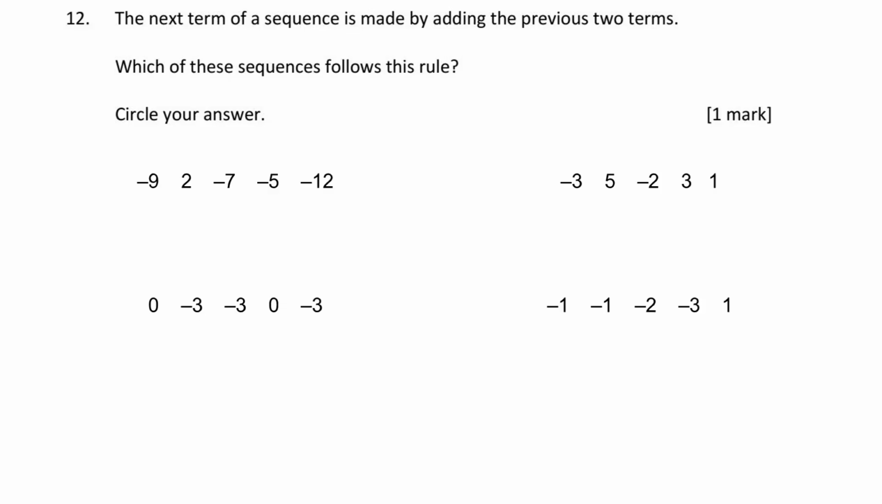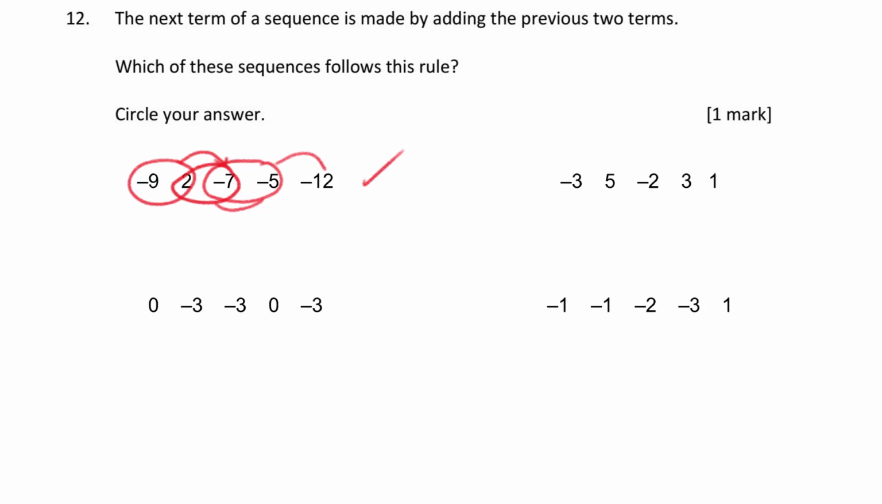If I add negative 9 and 7, do I get 7? Yes, I do. If I add 2 and minus 7, do I get negative 5? Yes, I do. If I add negative 7 and negative 5, do I get 12? Yes, I do. So that seems to work.